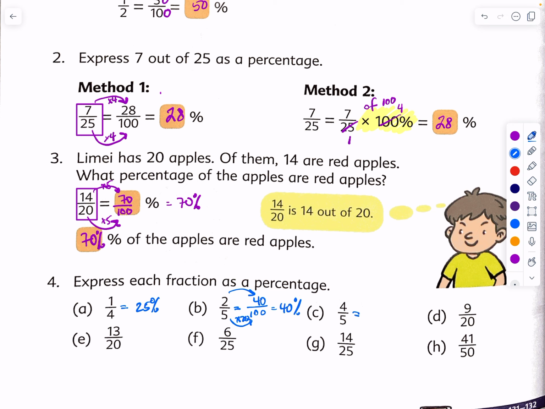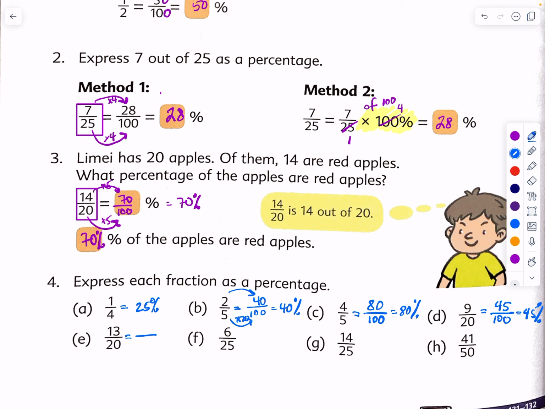4/5, same thing. We know how to generate hundredths out of fifths. We have to multiply times 20 to come up with an equivalent. It is 80 out of 100, which is equivalent to 80%. 9 out of 20. We need to write an equivalent out of 100 equal parts. It's 45 hundredths, which is the same as 45%.